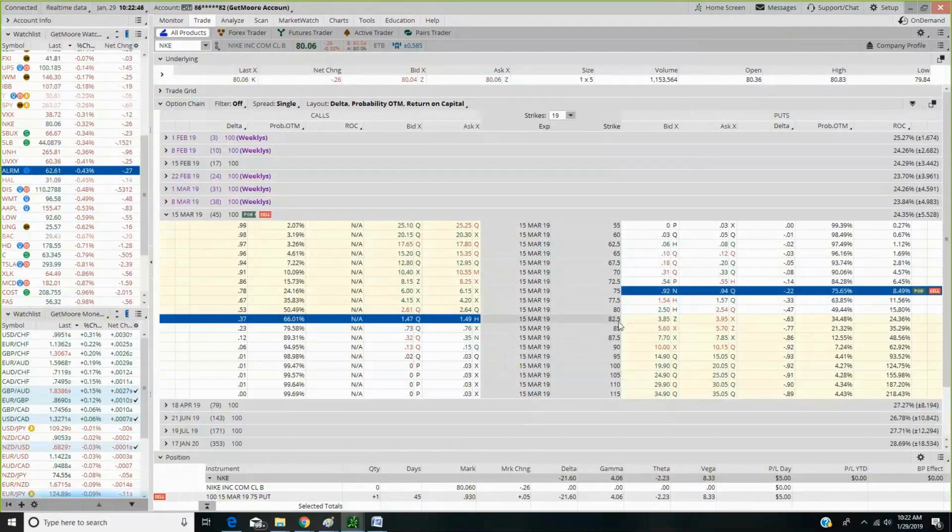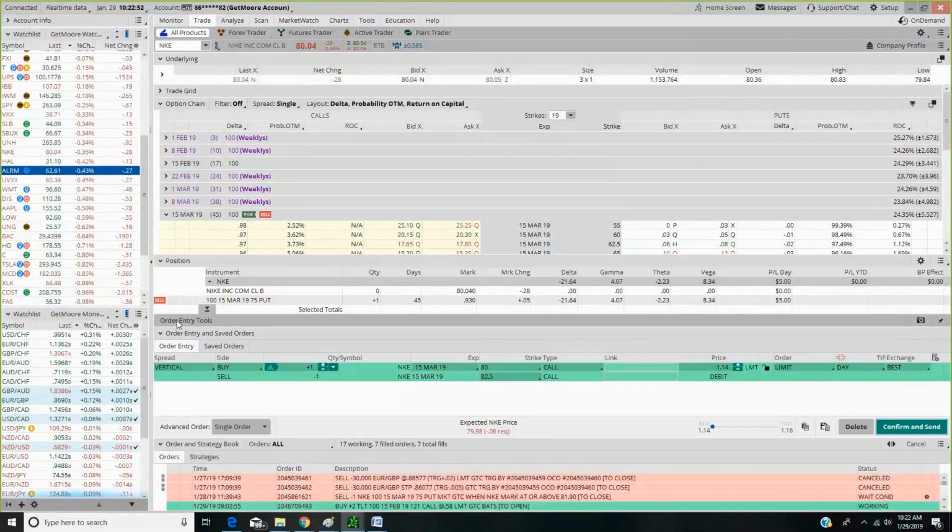First strike out of the money. Sell the 82.5, buy the 80. I know you guys are probably freaking out, but don't worry. It's the first time you've been introduced to this. Okay? Or you can just buy the call. Look, you can just buy the 80 call.